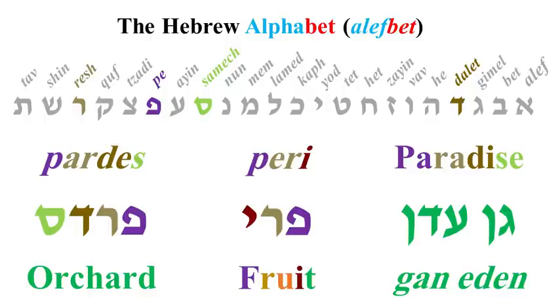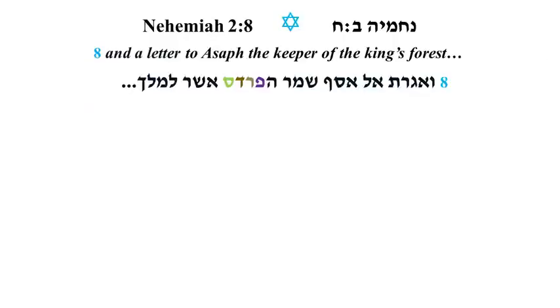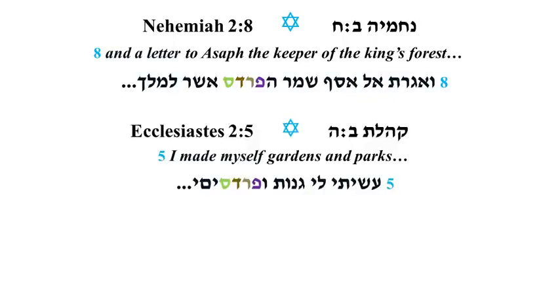Very cool. We see it a couple times, Nehemiah 2:8, in a letter to Asaph, the keeper of the king's forest. Here it's translated as forest. Ecclesiastes 2:5, I made myself gardens and parks.